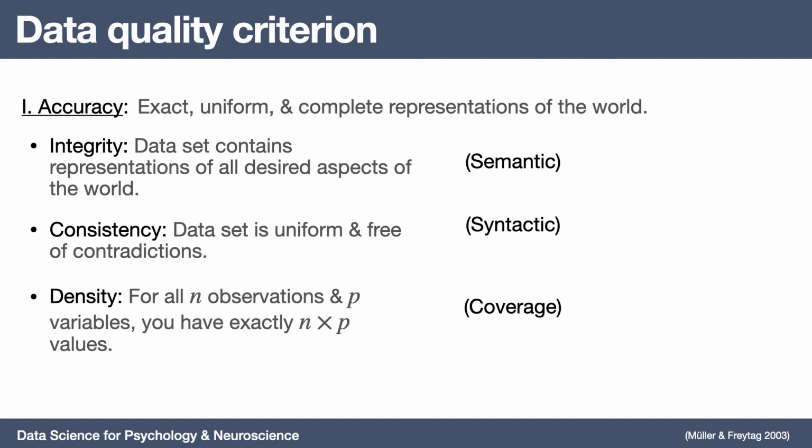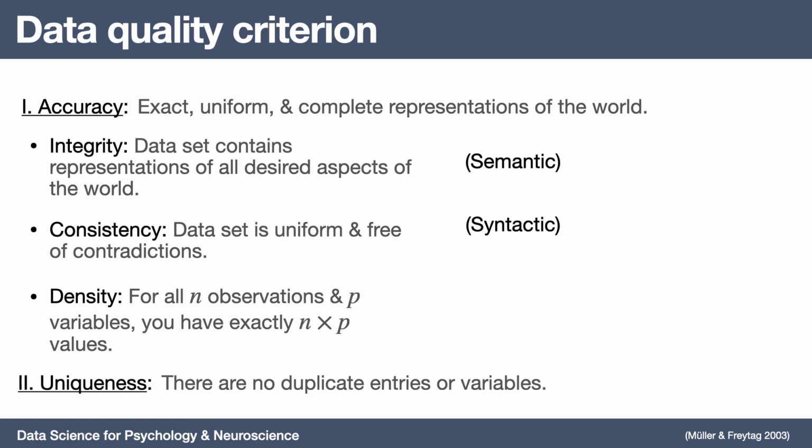If you have n rows and p columns, you should have n times p entries of cells in your data table. Now, the second broad class of data quality criterion, which is in its own category, is uniqueness. And this is just a measure of whether or not you have duplicate entries or variables.